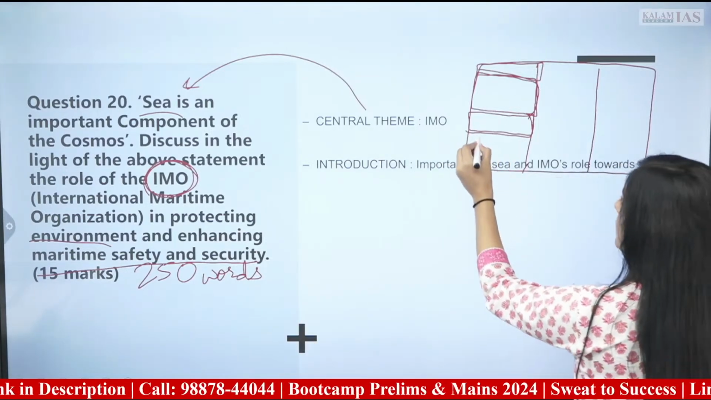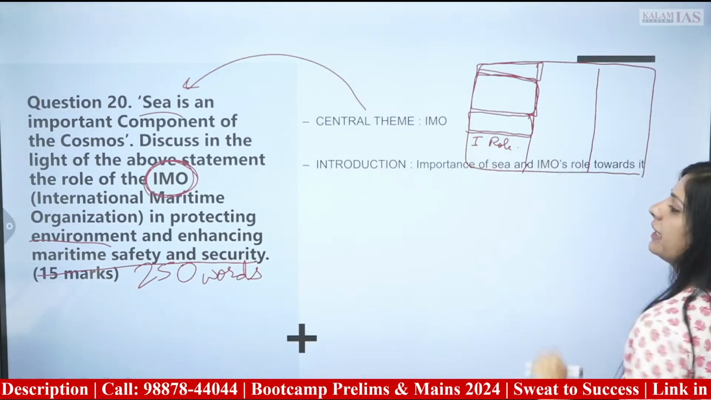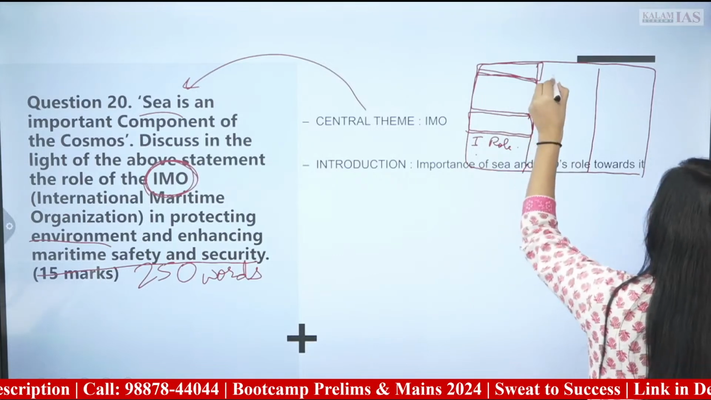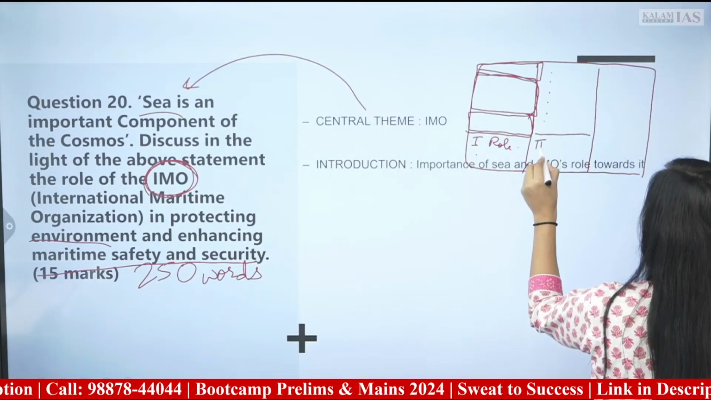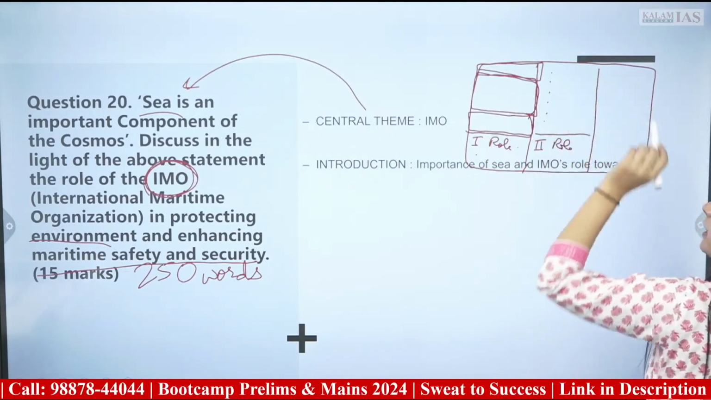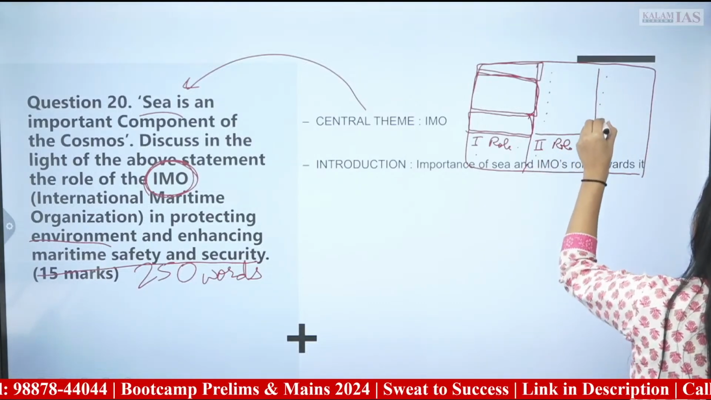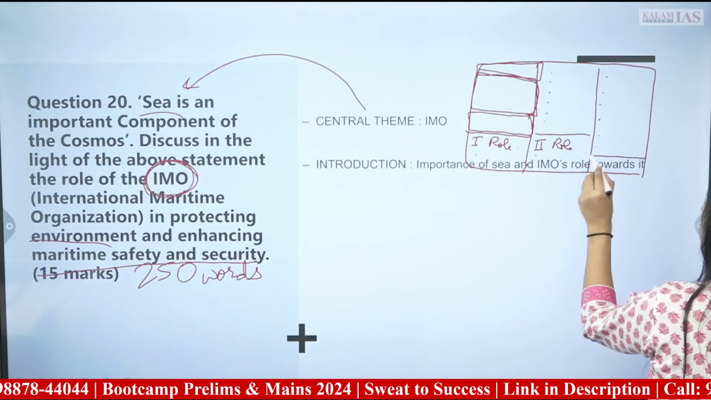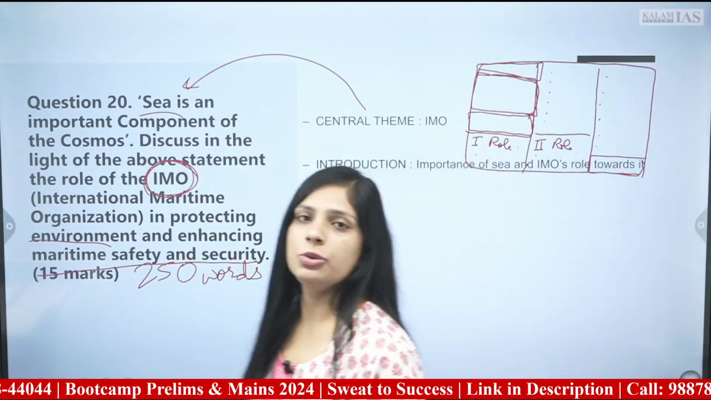So first part you can start, role of IMO in protecting the environment. You can write 5-6 points. You can start, or you can start its role from here and this from here as well. So you can start writing and this can come up till here, and then you can write a conclusion.